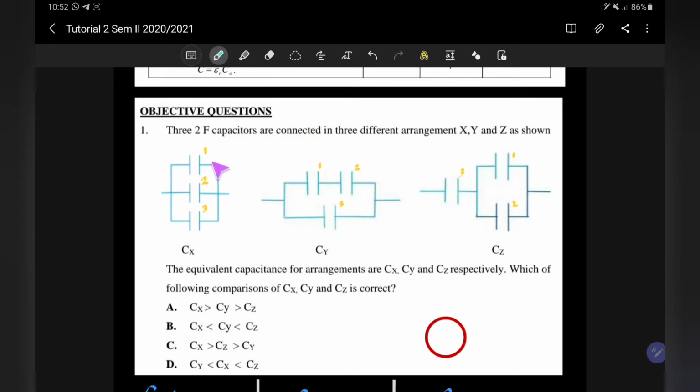As we know, under parallel arrangement, to calculate the capacitance we just total up the values directly, which is C1 plus C2 plus C3. For Y, we need to settle this part first, which is arranged in series. So 1 over C1 plus 1 over C2 gives 1 over C12. Then 1, 2, and 3 are arranged in parallel, so C total equals C12 plus C3. For Z, we settle this one first. C1 and C2 are arranged in parallel, so C12 equals C1 plus C2. Then C12 is arranged in series with C3, so 1 over C12 plus 1 over C3 equals 1 over C total.